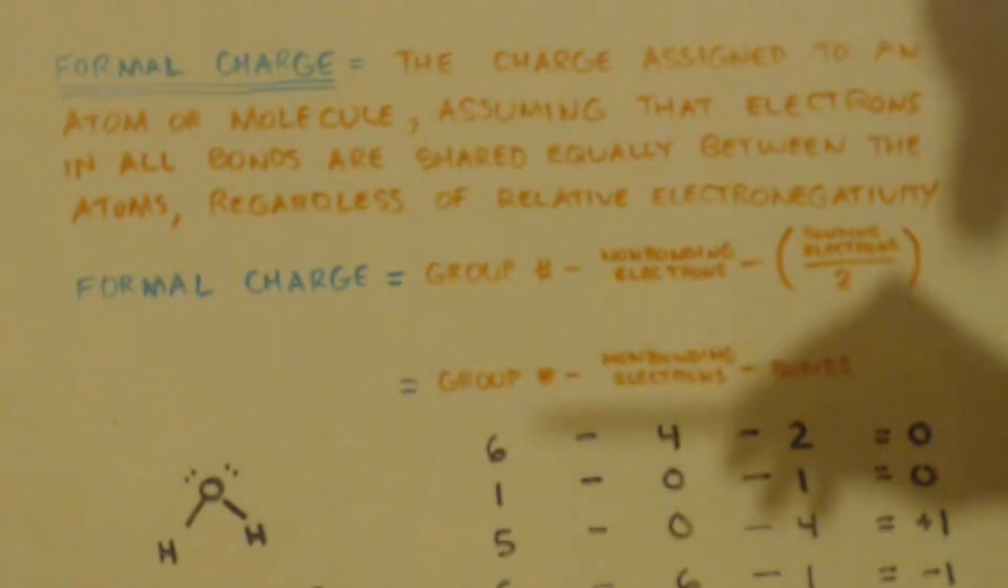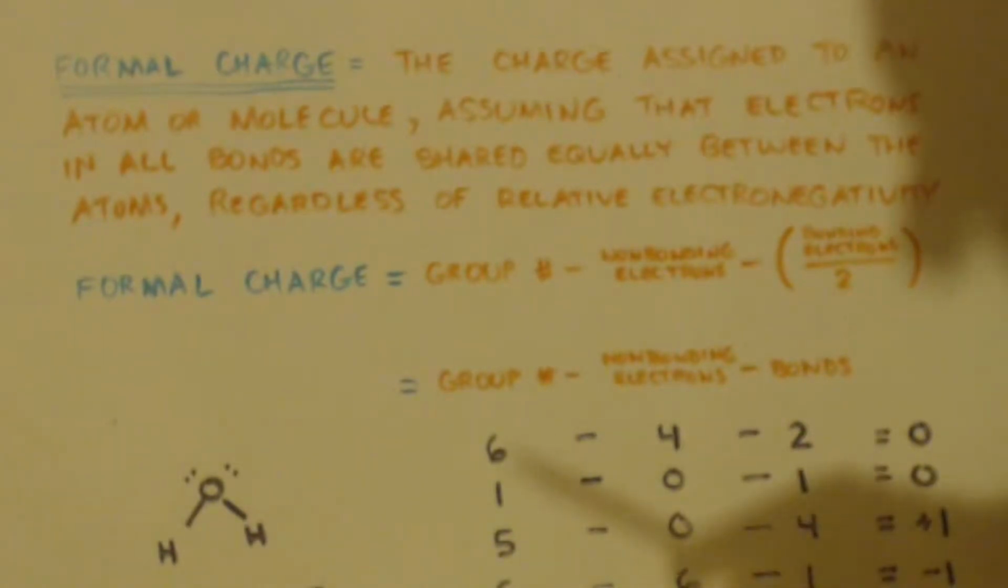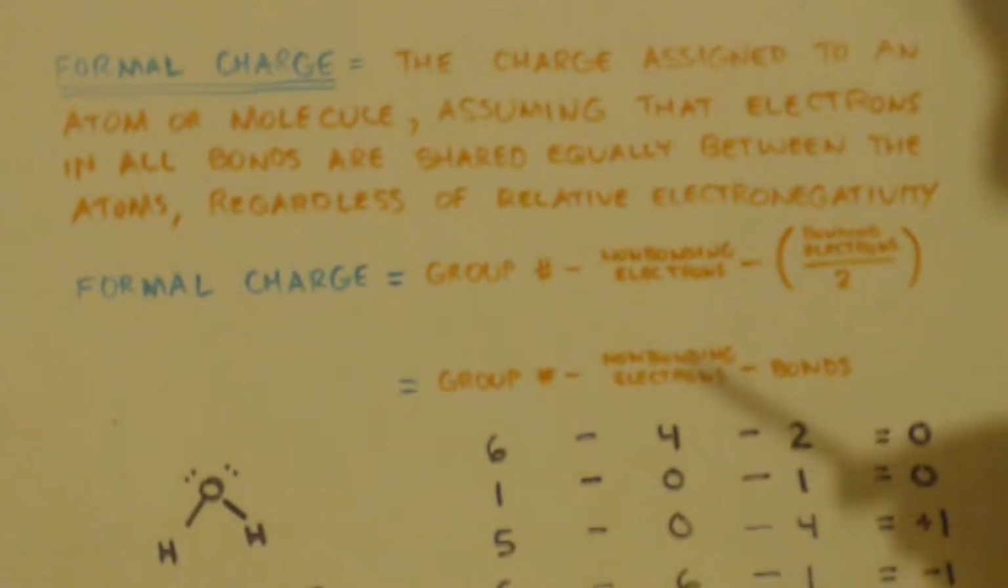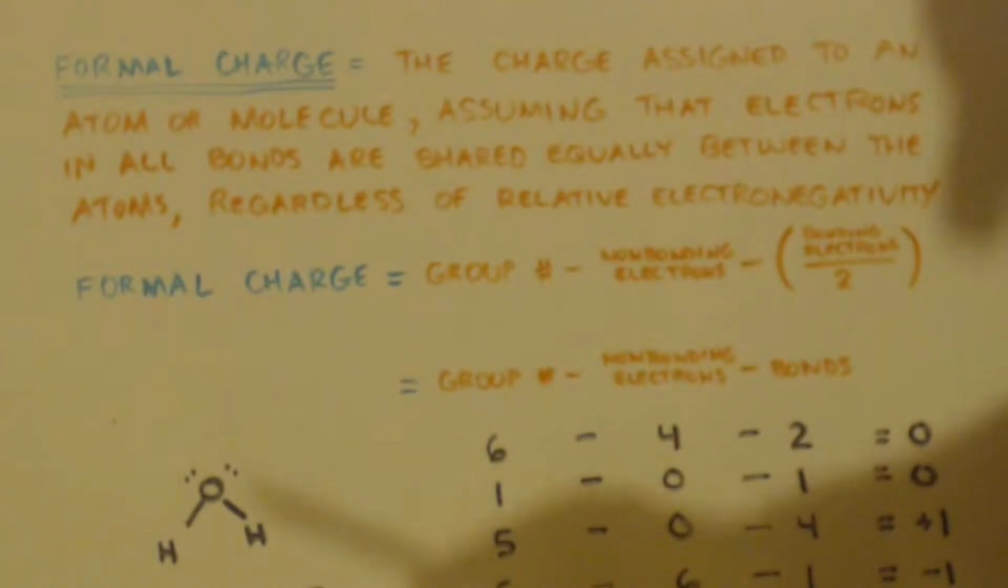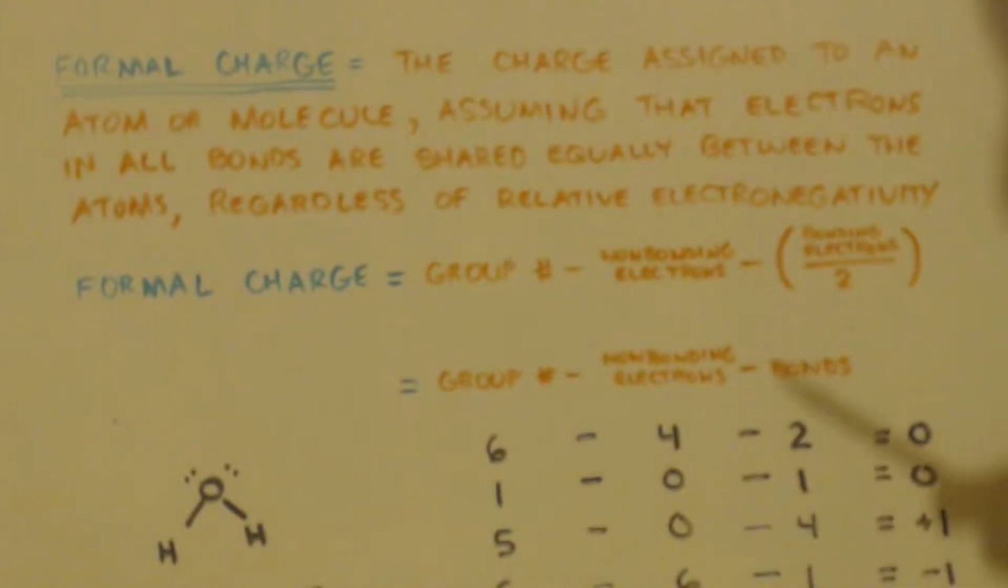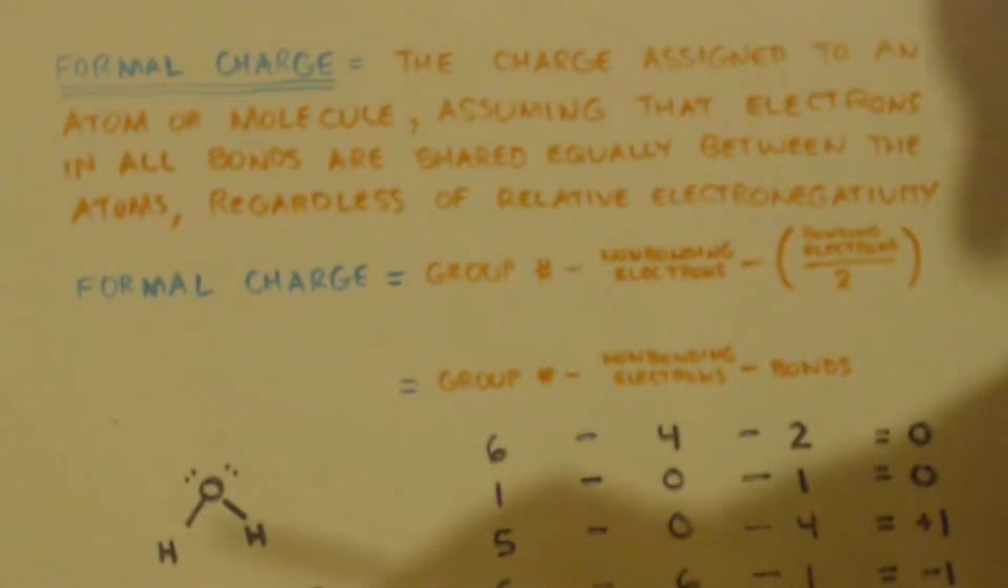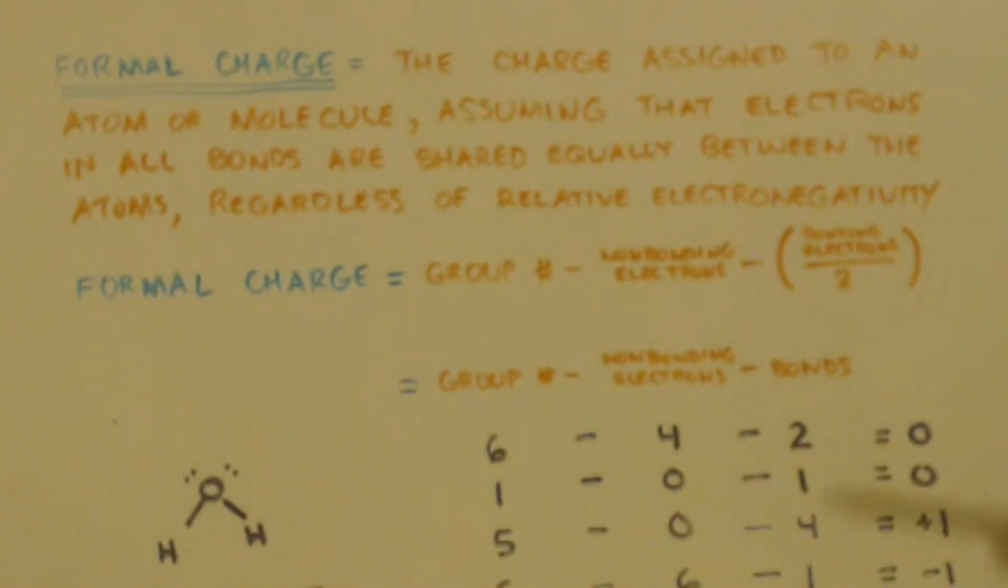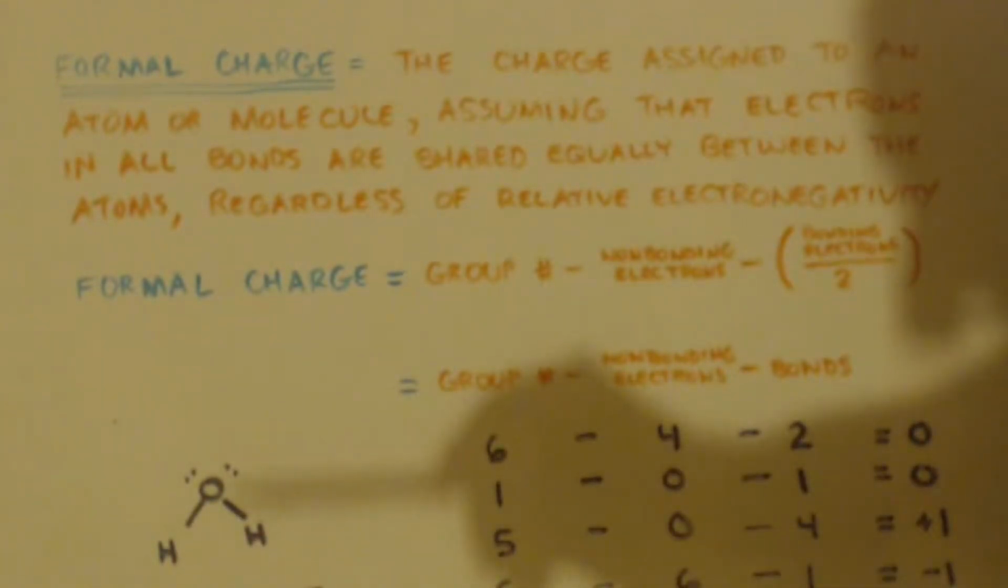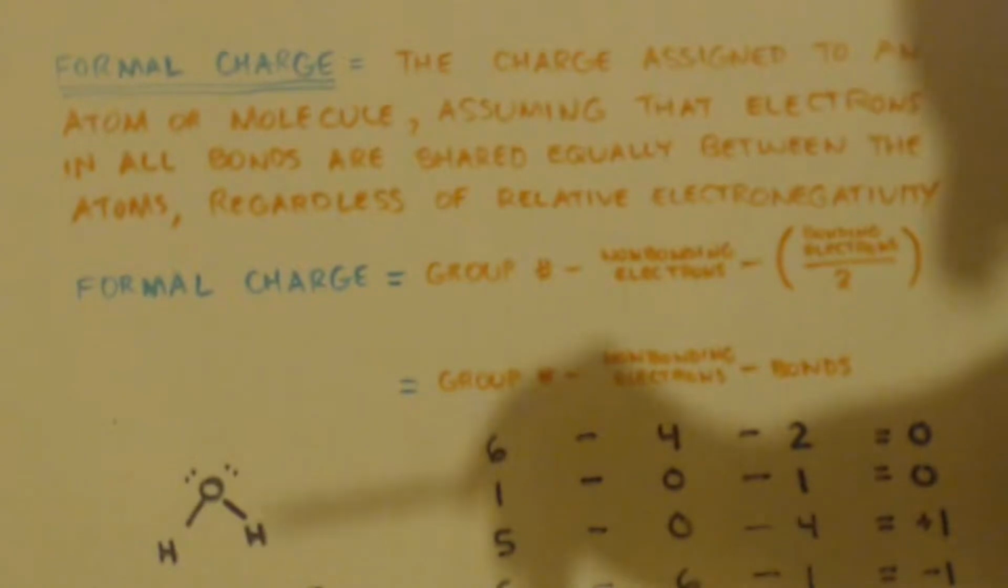Oxygen has group 6, right? Right there, group 6. How many non-bonding electrons? Let's see. 1, 2, 3, 4. So that's 4. How many bonds does it have? Well, let's see. 1, 2. So that's 2. 6 minus 4 minus 2 is 0. So what's the formal charge on this oxygen? 0.